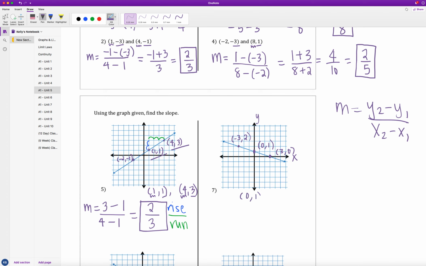I'm going to use (0, 1) and (3, 0). I'm going to first compute our slope algebraically. So y2 would give me 0 minus y1 would be 1 over x2, which would be 3 minus x1, which would be 0. Simplifying this down, I get -1 over 3. And that will be our slope.